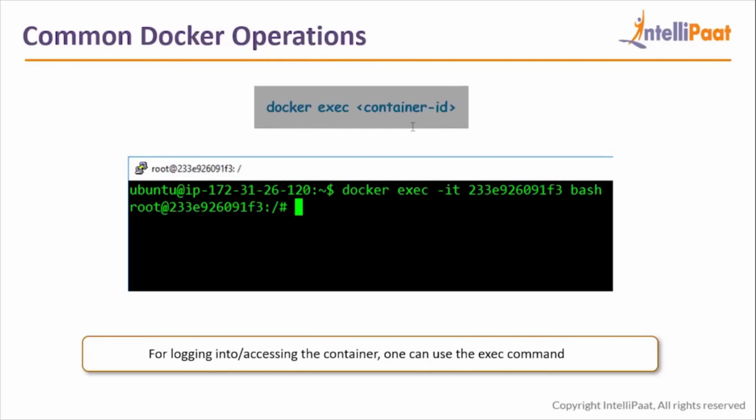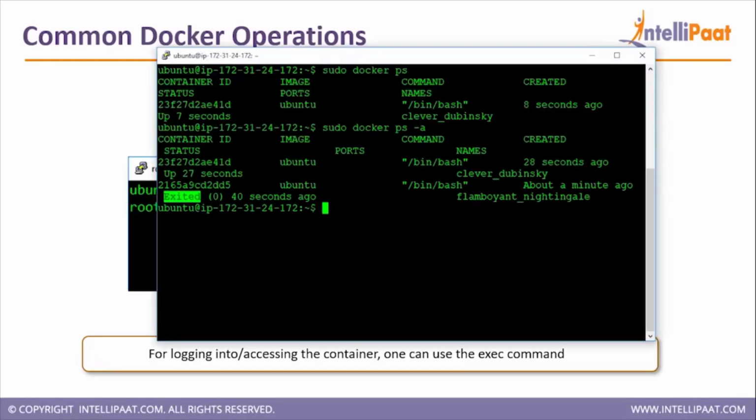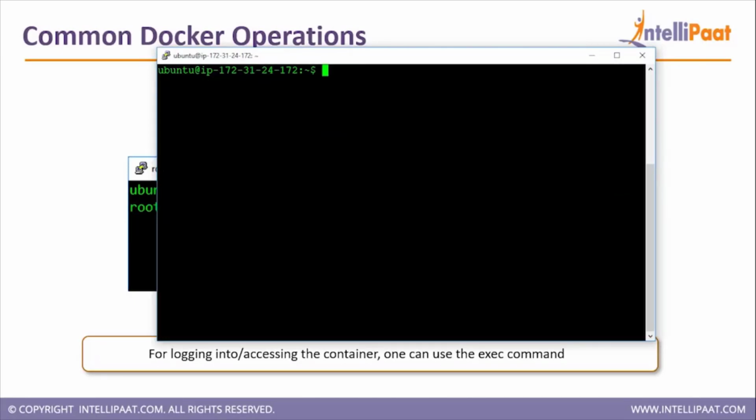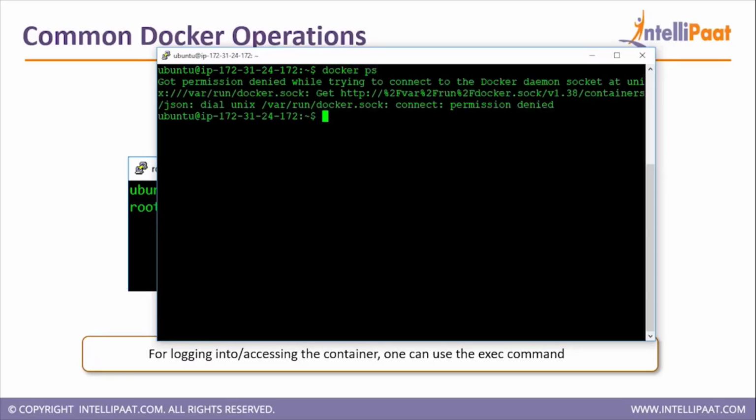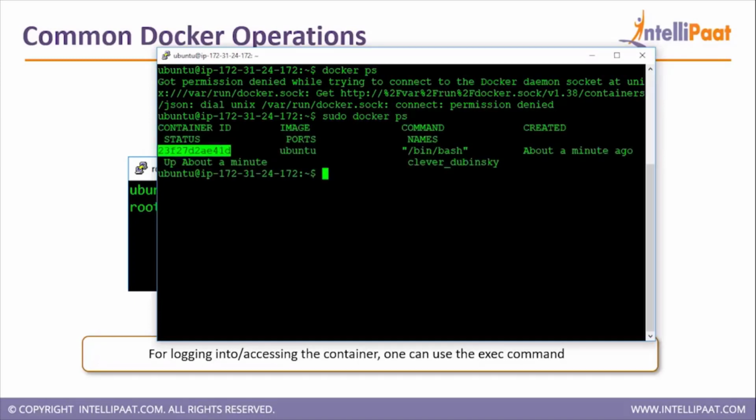Okay. Now the next step would be to work with the container. We have started the containers, but the next step would be to start working on them. And how can we do that? We can do that using the command docker exec. First, we'll get the container ID with docker ps. All right, so this is the container ID of the container which is currently running.